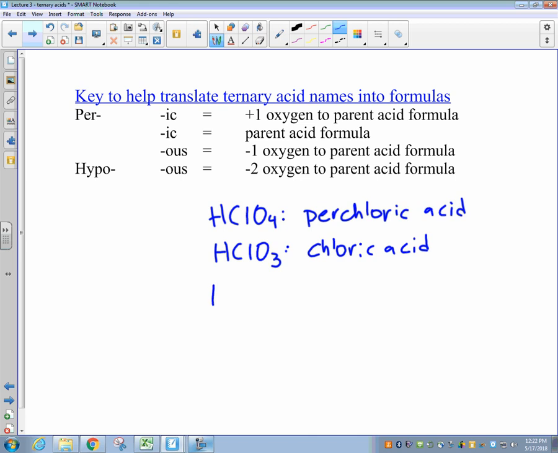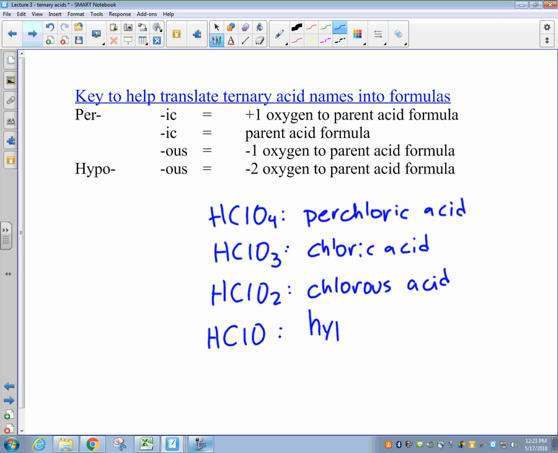Taking away one oxygen from the parent would give me HClO2. And according to our conventions, with one fewer oxygen, we add the suffix -ous to our parent. So we have now chlorous acid. And then finally, the species HClO, with two fewer oxygens than the parent, would get both the suffix -ous and also the prefix hypo, which means the species HClO is none other than hypochlorous acid.